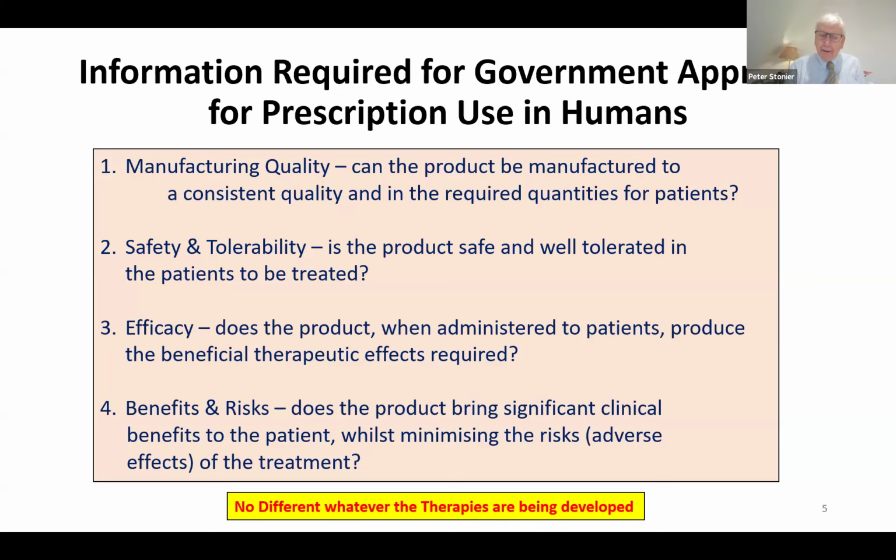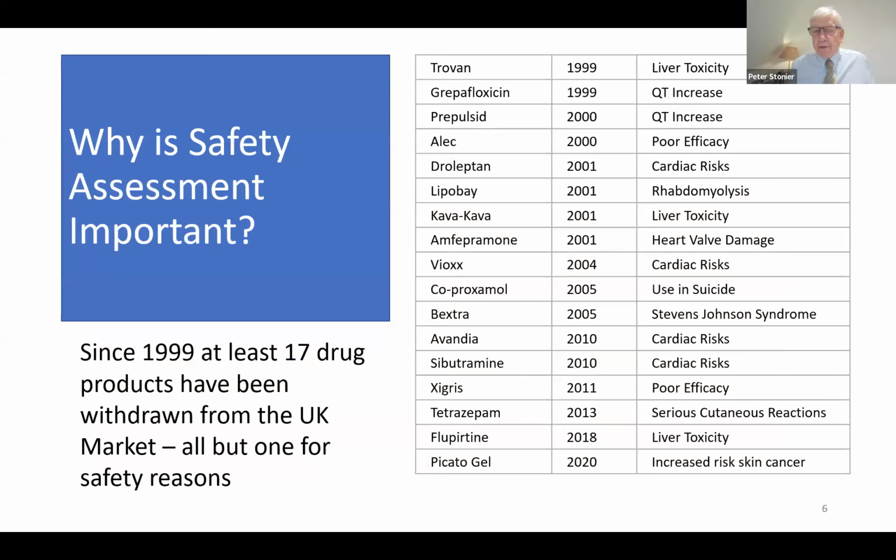And finally, back to safety again, in part, benefits and risks. Does the product bring significant clinical benefits to the patient whilst minimizing the risks of treatment? So these are essential information which is required for approval of prescription medicines for humans. So why is safety assessment important from a medical point of view? Well, here we show that since 1999, at least 17 drug products have been withdrawn from the UK market alone, all but one of them for safety reasons.